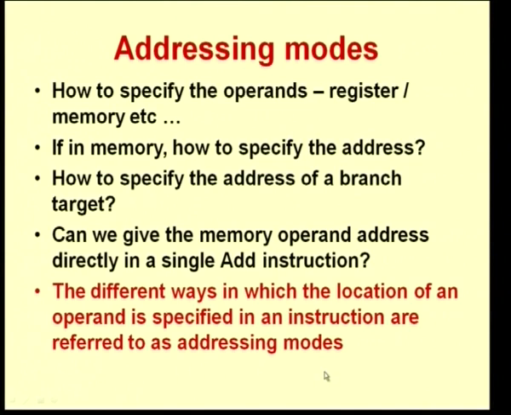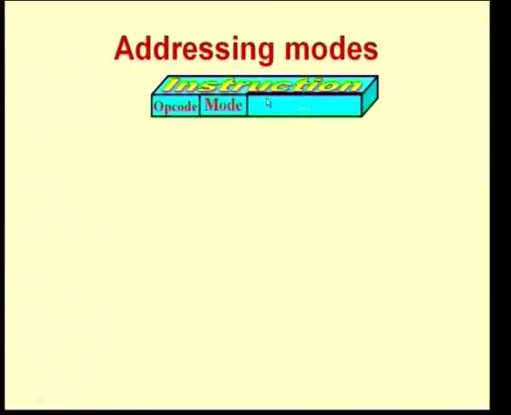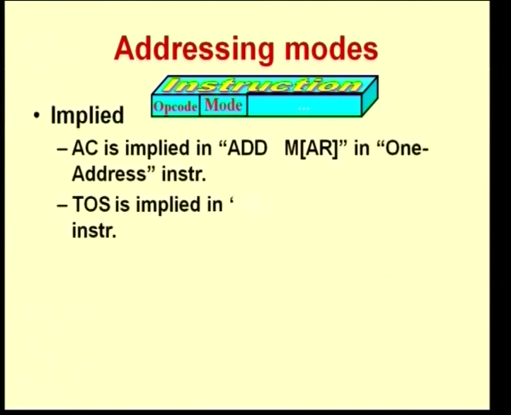So, this is what we need to understand. Now, with addressing modes in place, if you look at our instruction format, so far we said an instruction consists of opcode and then operands. Now we will also look at another factor which is introduced called mode, which will also have to be specified for the different operands. So, that is something we need to understand.